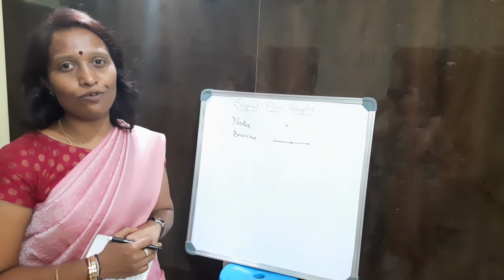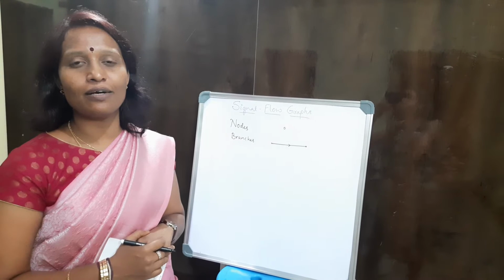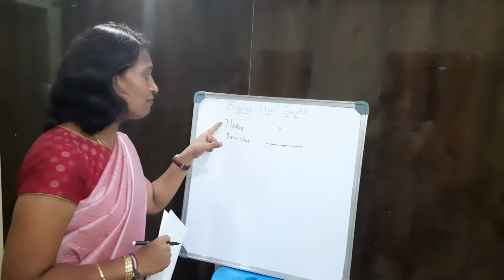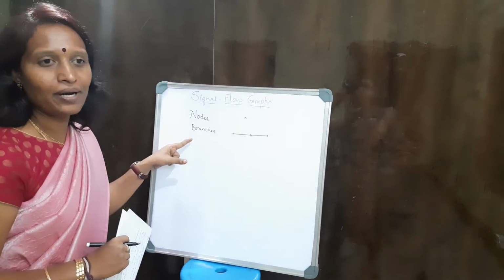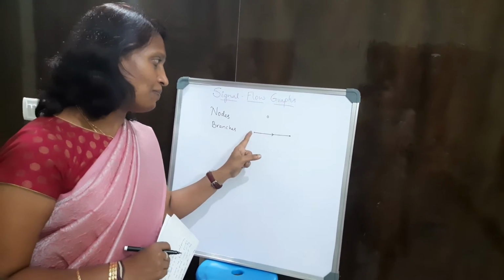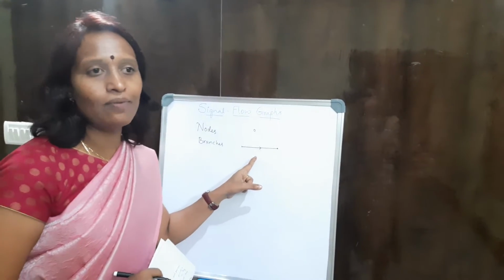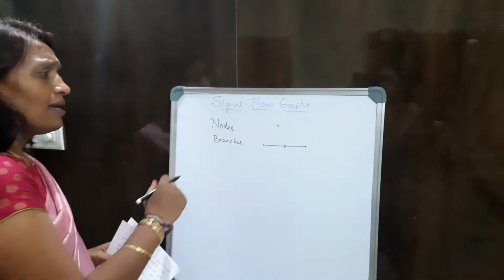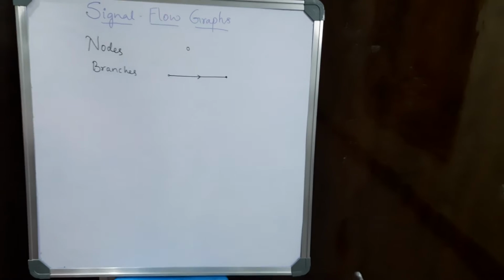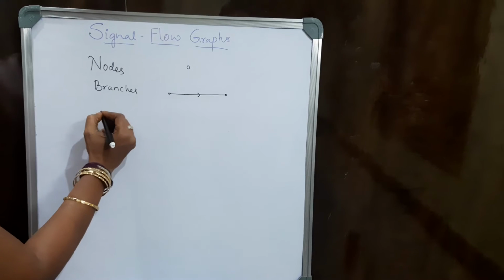Unlike the block diagram reduction technique, wherein a system is constructed using blocks, summing points, and takeoff points, here in signal flow graph we have what are called nodes and branches. A node is represented by a circle, and a branch is represented by a straight line connecting two nodes, with an arrow mark indicating the signal flow direction.